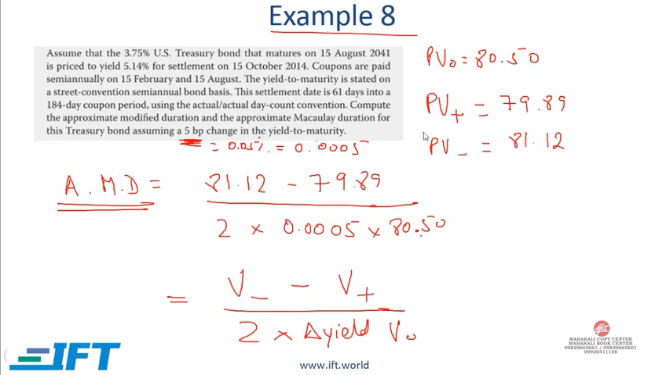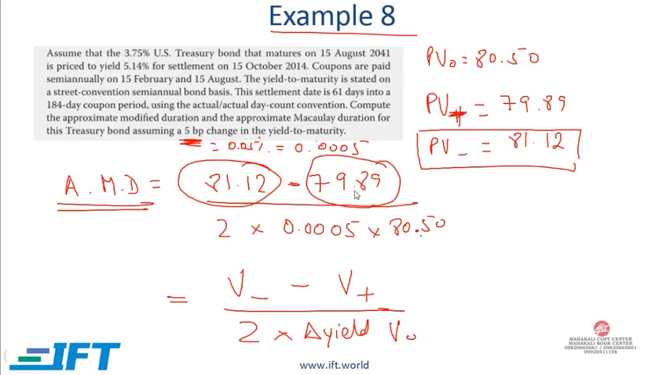And when we do the calculation, and the curriculum shows the calculation, we get 81.12. So that's what's plugged here. Minus the plus value. Plus means that interest rates go up. Here the value of the bond is actually lower, 79.89, divided by 2 into change in yield. The change in yield is 5 basis points, which is the same thing as 0.05%, which is the same thing as 0.0005. The number here has to be in decimal, and then multiplied by the initial value, which is 80.50.